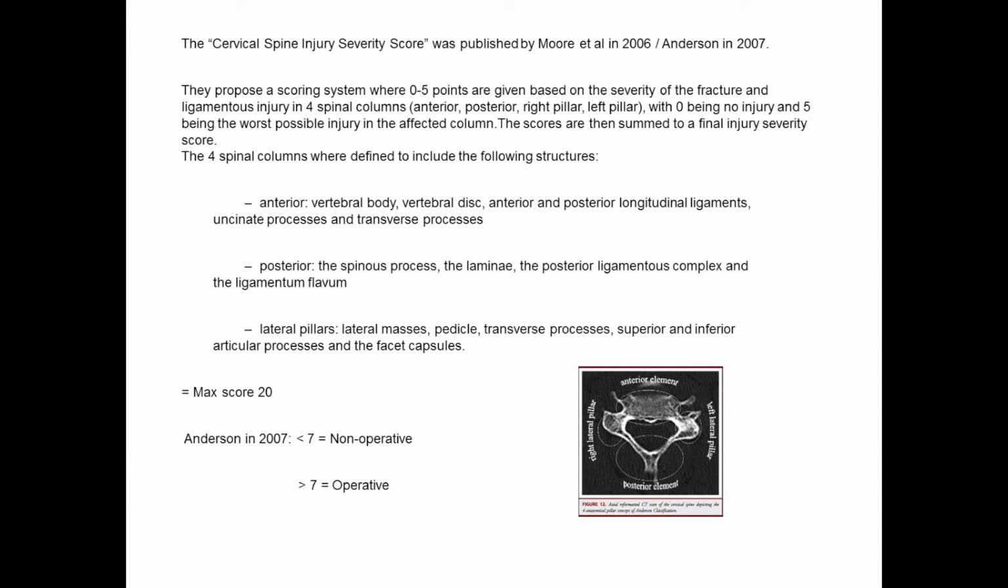So the next score that was brought out was done by the Spine Trauma Study Group. It was published initially by Moore in 2006, and then it was re-looked at by Anderson in 2007. And here it's an anatomical study using CT scans. They divide the spine into 4 columns: an anterior, a posterior, and both a left and right lateral pillar. They grade the scoring once again from a score of 0 to 5, and they add them all up, which gives you a maximum score of 20. Anderson did a study on this, and he recommended anybody with a score of less than 7 be treated non-operatively, and anybody over 7 was operated on. The study was very small, not very reliable, but it was something done at least.